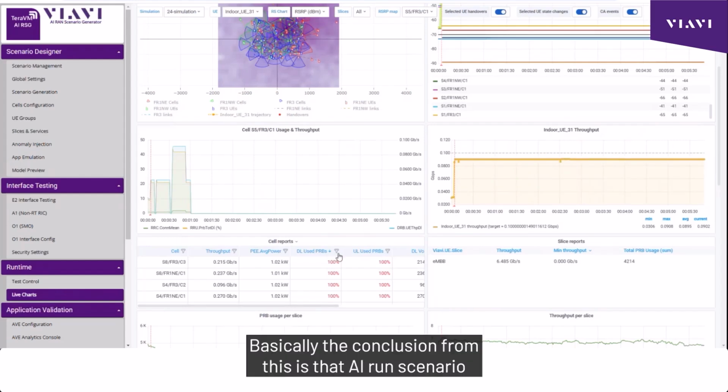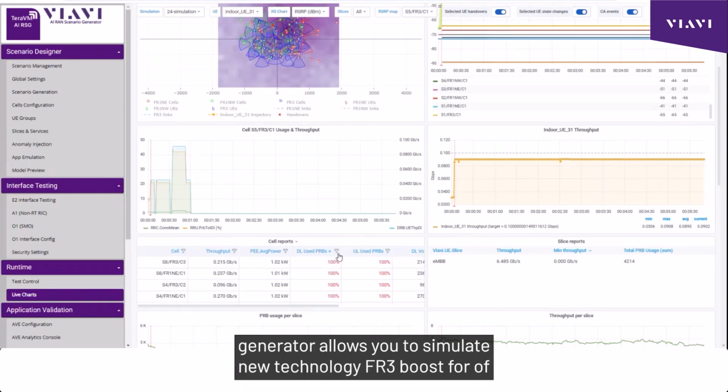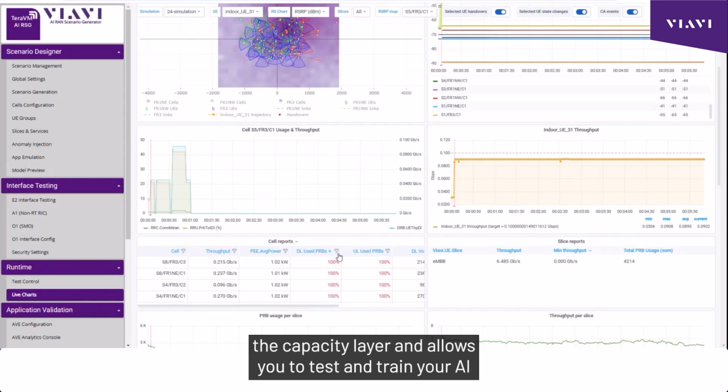So that's all. Basically, the conclusion from this is that the AI RAN scenario generator allows you to simulate new technology, FR3, a boost of the capacity layer, and allows you to test and train your AI traffic steering and quality of service aware apps in order to manage the user experience in a more cognitive and more intelligent way. This is your way to utilize this technology to train your AI model, to test your apps, and to achieve better performance using the AI RAN scenario generator.